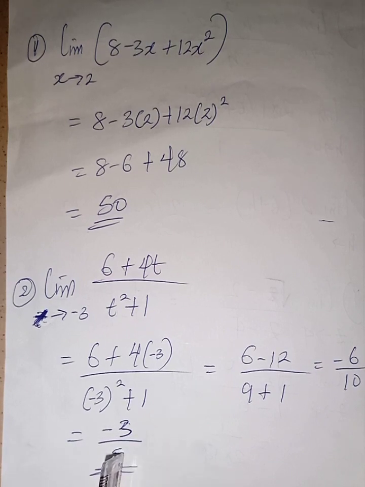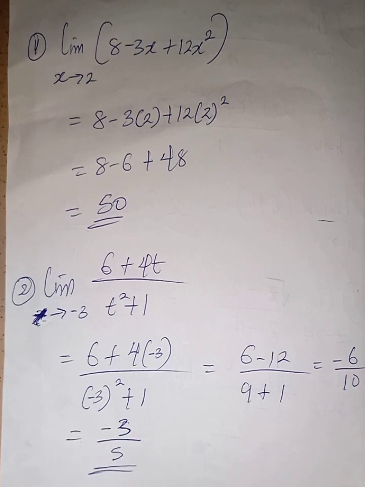This one is still correct. Now, any one that is not correct is the one that will have 0 in the denominator. That is the one that will be wrong. So this one is still correct, and the answer is minus 3 over 5.